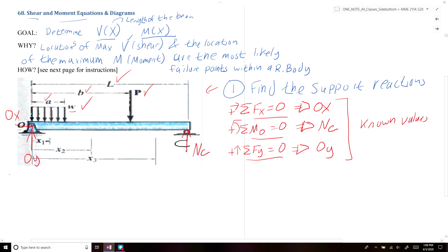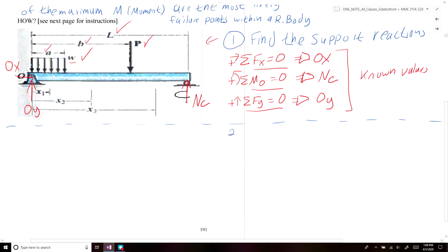So the second step of our problem is to take section cuts through different sections of our beam. These will occur before and after applied loads.